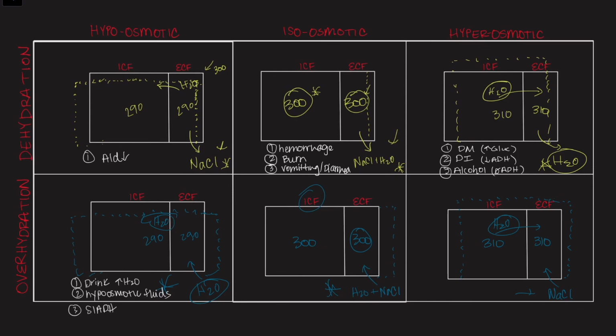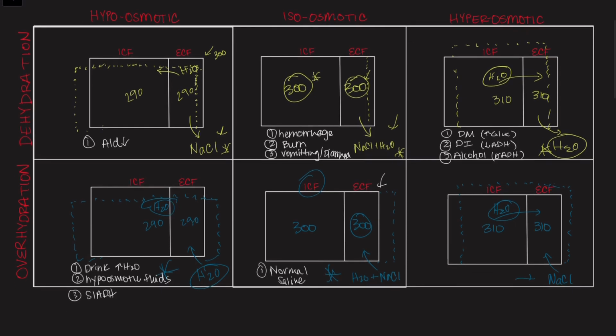The isoosmotic overhydration, the scenario in which we get that, is too much normal saline. So normal saline is actually isoosmotic. So if we give too much, then obviously we're going to have increased fluids, same osmolarity as our body though, so we're only going to have expansion of the ECF, not the ICF.